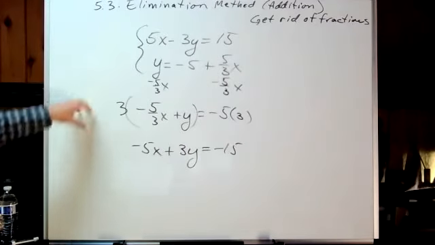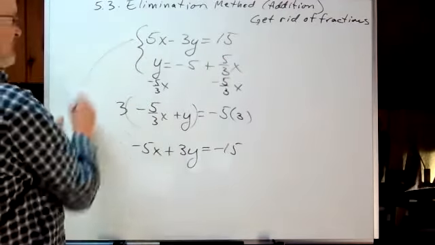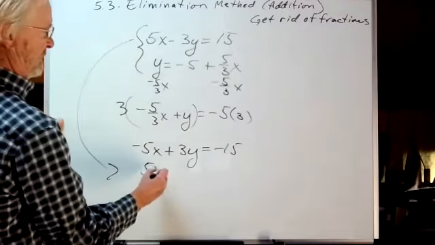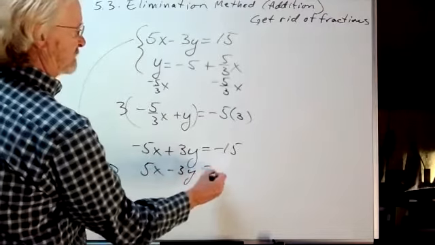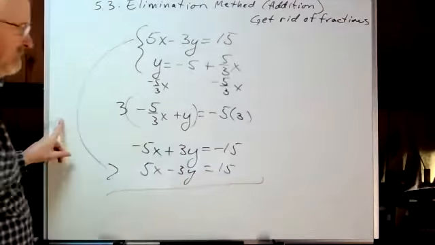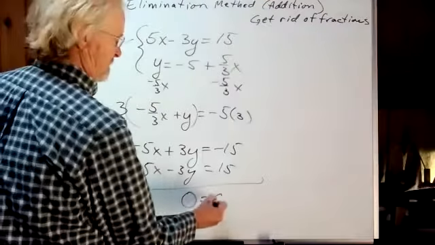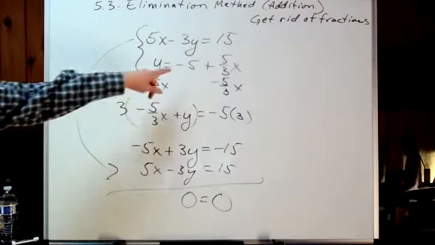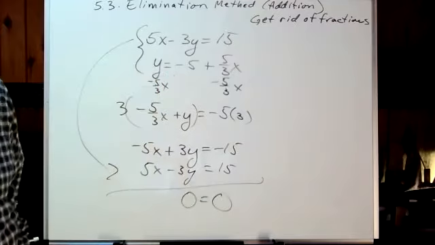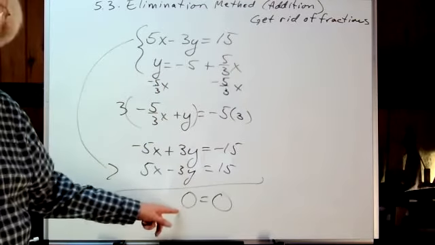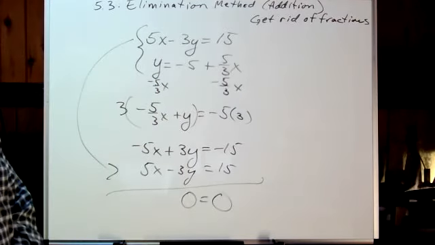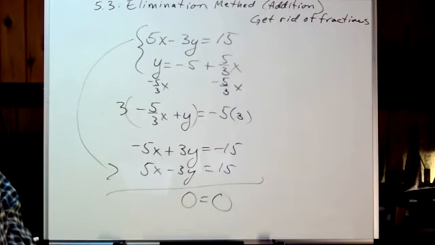Finally. Now, that was all the second equation. Let's bring down that first one. 5x minus 3y equals 15. Do you see what's happening here? Add them together. That's why that was messy. They cancel out. What does that mean? 0 equals 0. True. Always true.